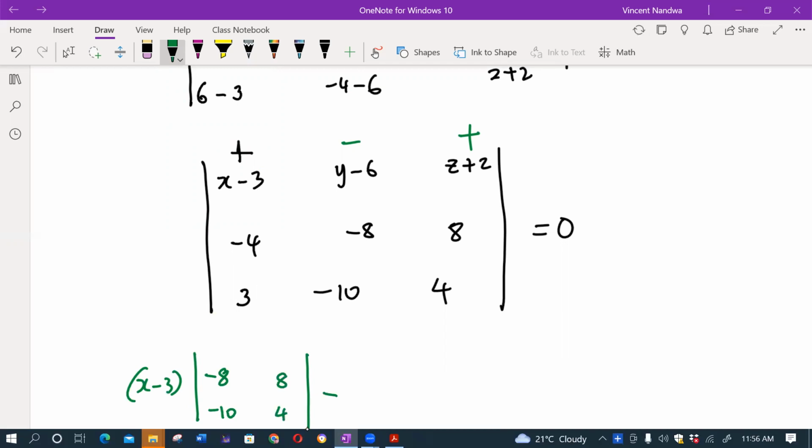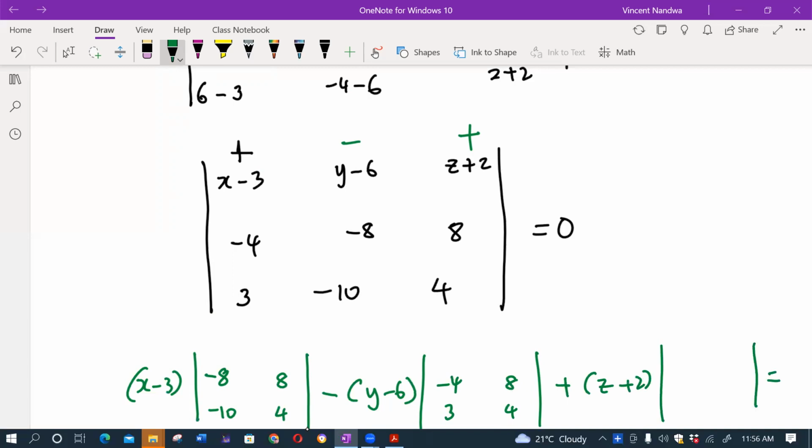This one has a minus sign, so I'll have minus (y minus 6) times the subdeterminant of the matrix formed by deleting the row and column where that element is. So we'll have -4, 3, 8, 4. The sign of this is plus: z plus 2. Delete the row and column where the element lies, so we remain with the matrix -4, 3, -8, -10.